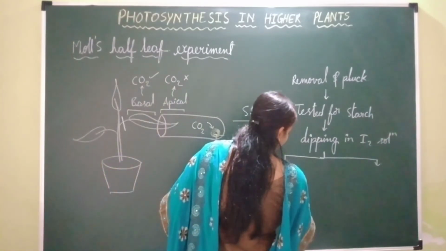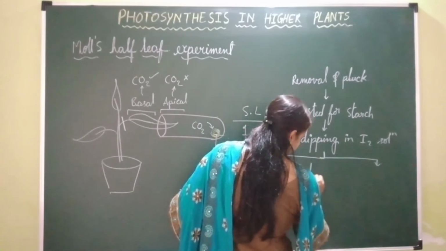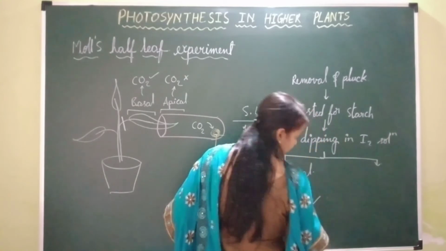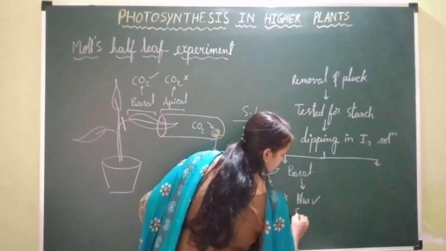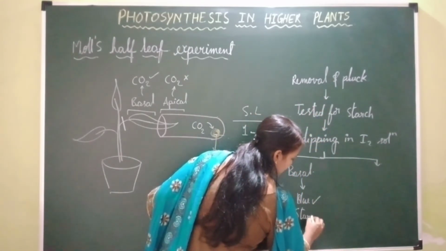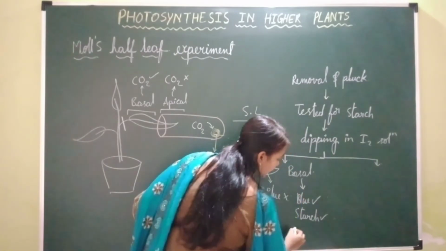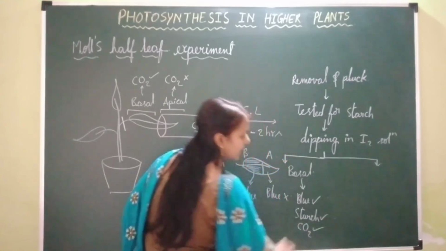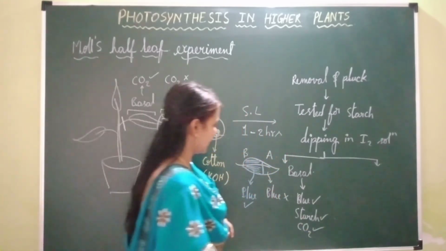Why is there a blue color in the basal part? The blue colored appearance is present because of the presence of starch. Why is starch present? Because photosynthesis has occurred, as the basal part of the leaf has been exposed to atmospheric carbon dioxide.